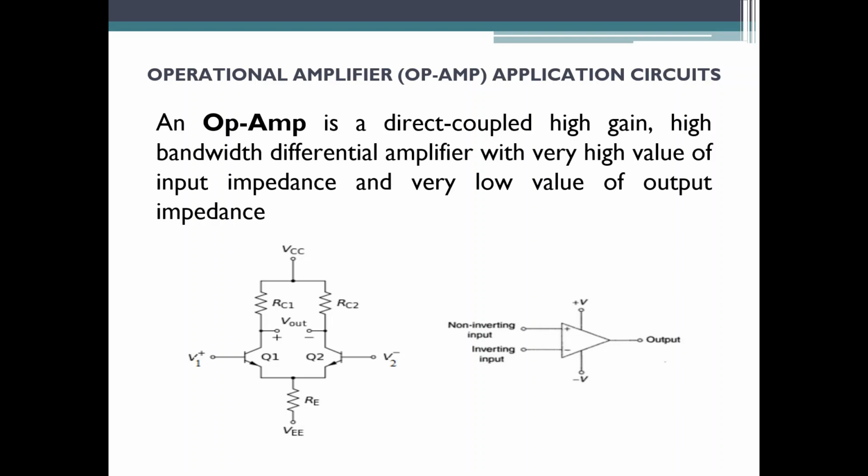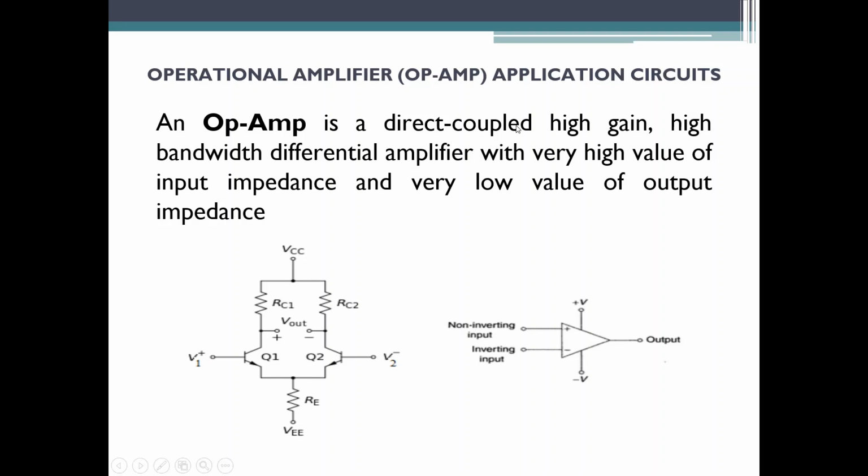In today's video session, we will check regarding the applications of operational amplifiers, or what we normally call opamps. So basically, we need to check out what is an opamp, how an op-amp works, and how an op-amp looks. To define an op-amp technically, an op-amp is a direct coupled high gain, high bandwidth differential amplifier with a very high value of input impedance and a very low value of output impedance.